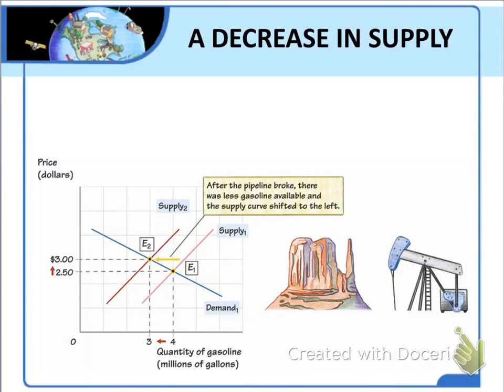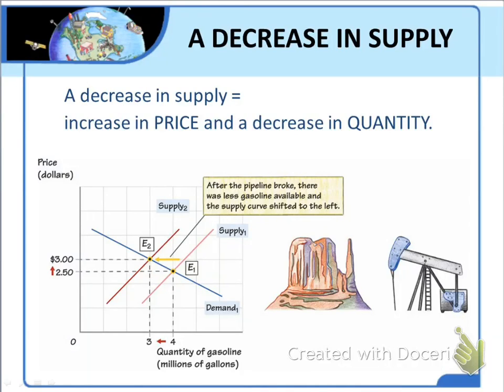Like changes in demand, changes in supply influence the equilibrium price and quantity in important ways. Let's explore how that happens. Consider what happens when supply decreases, as represented by a leftward shift in the supply curve. We'll use the example of the ruptured gasoline pipeline in Phoenix, Arizona, first discussed in Chapter 5.